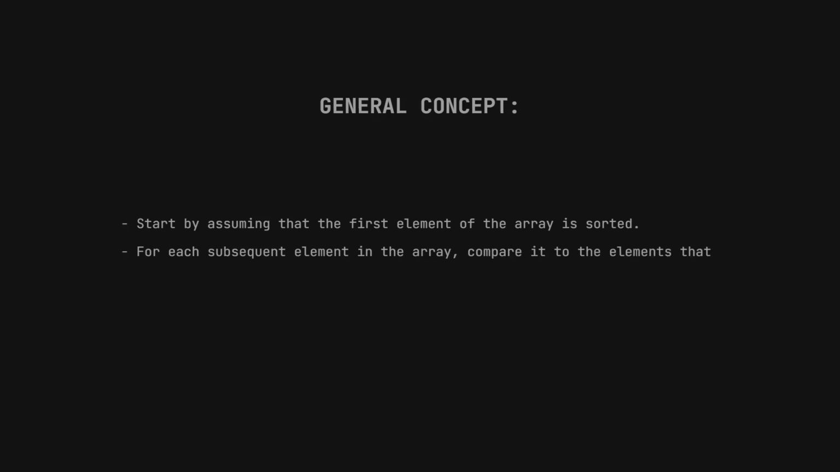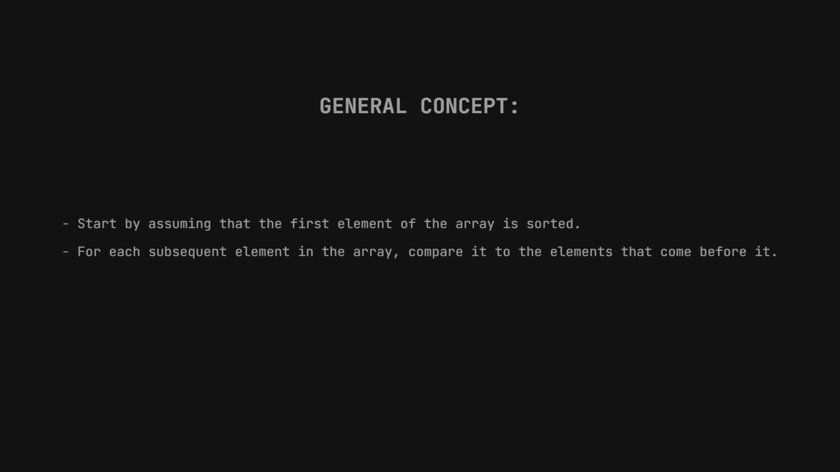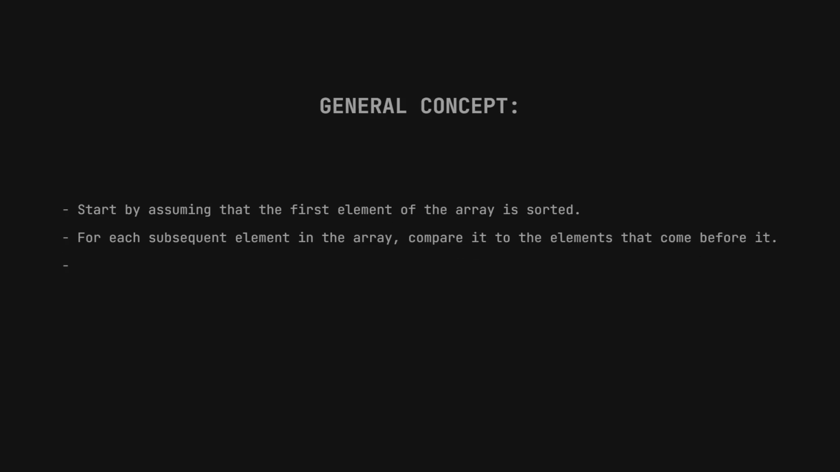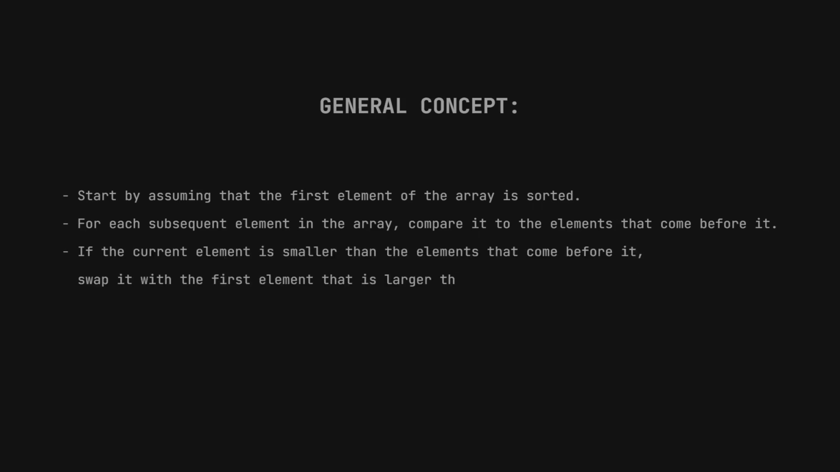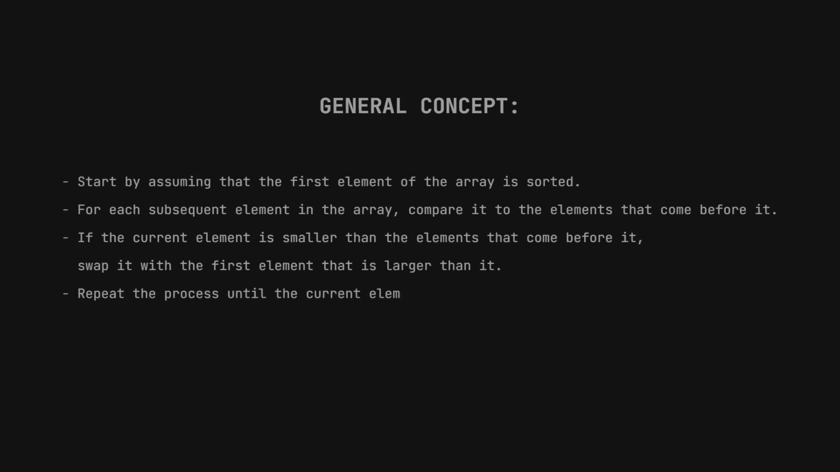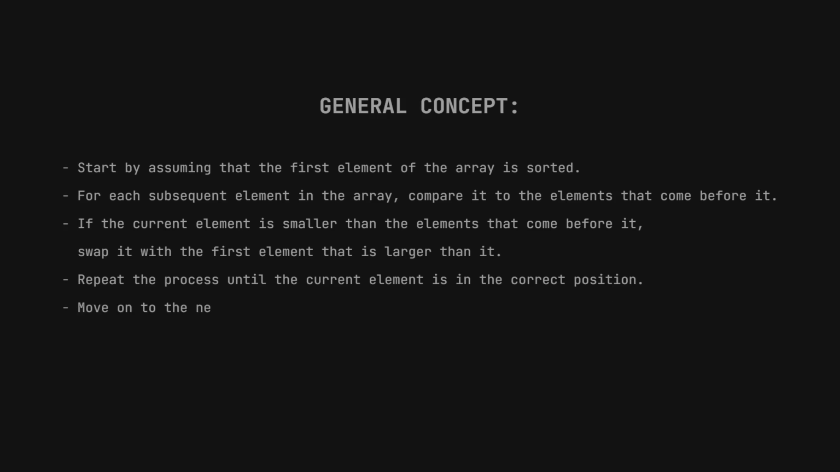The general concept of how the algorithm works is as follows. Start by assuming that the first element of the array is sorted. For each subsequent element in the array, compare it to the elements that come before it. If the current element is smaller than the elements that come before it, swap it with the first element that is larger than it. Repeat the process until the current element is in the correct position. Move on to the next unsorted element, and repeat the process.